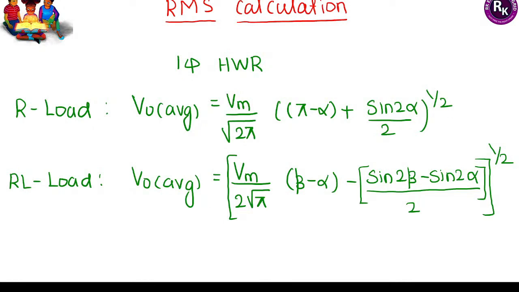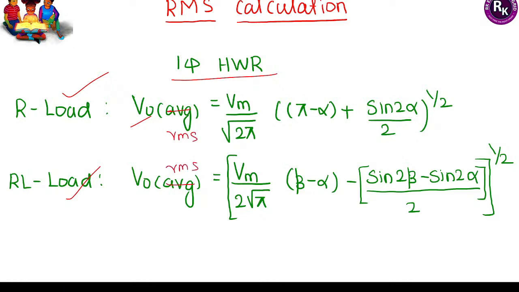Now let us enter into the RMS calculation. So far we have done only V naught average. Here I will be bringing the important RMS formulas for different varieties of loads that have often been asked in your examination. I have covered only the important formulas that are repeatedly asked. First, single phase half wave rectifier, R load, V naught average formula, sorry, not V naught average. So this is VRMS. I made a mistake, so just to correct it.